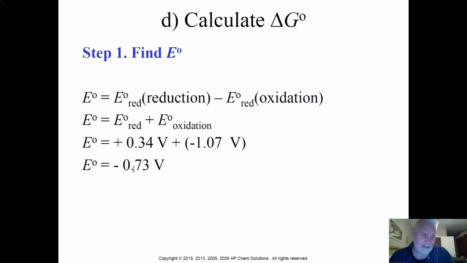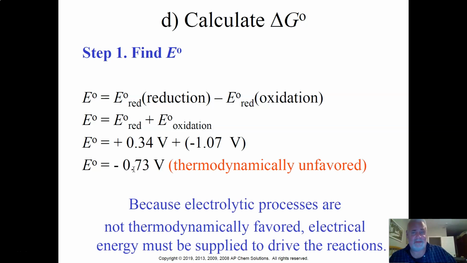And since we're doing an electrolytic cell and not a battery, it should be negative. So you're very glad that it's negative. It's thermodynamically unfavored. Electrolytic processes are never thermodynamically favored. All right, so you got to use electricity to drive the reaction.